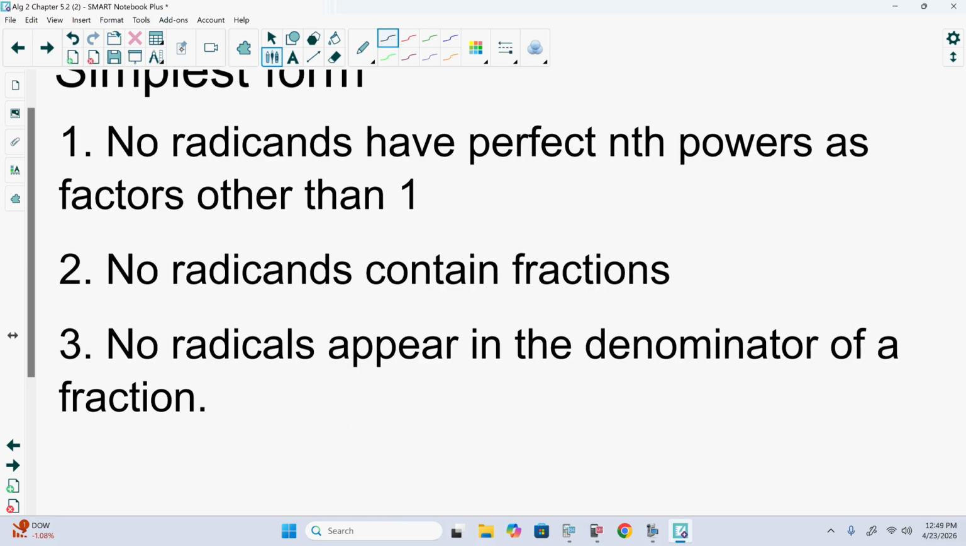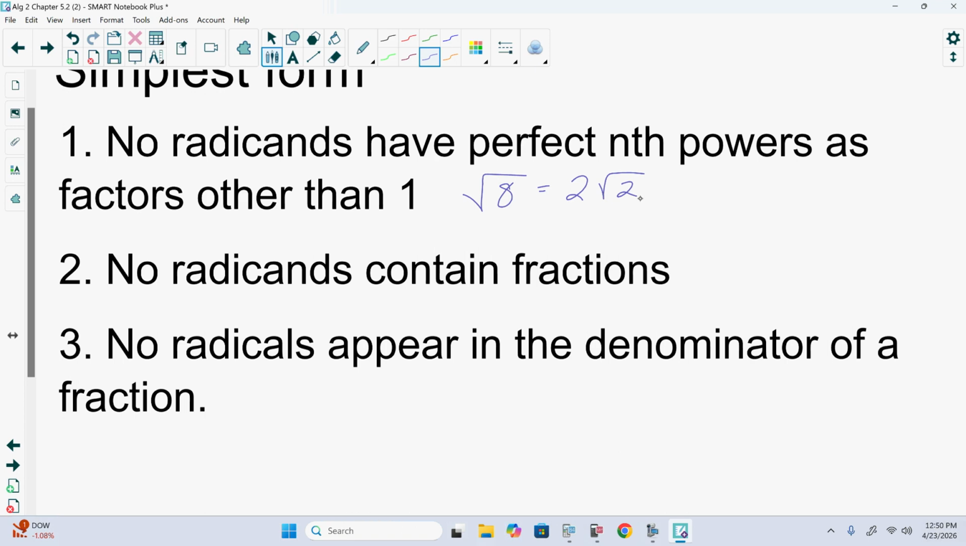Simplest form. It is going to be good to rewrite this because we will be using and referencing simplest form for today. With radicals, no radicand has perfect nth powers as factors other than 1. So what that's saying is we can't leave the square root of 8, because 2 squared does simplify out of it, we have to rewrite it. We do have to simplify it as 2 square roots of 2, because if a number inside the radical can reduce, we need to reduce it.